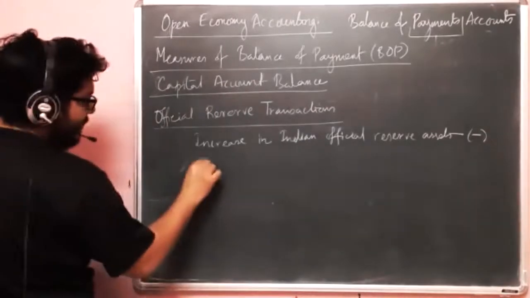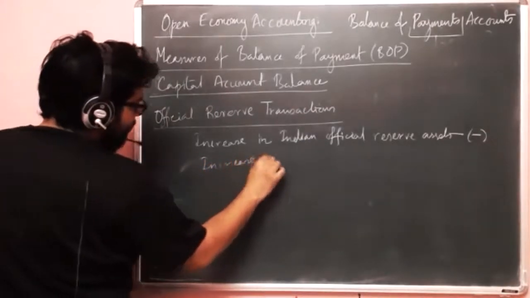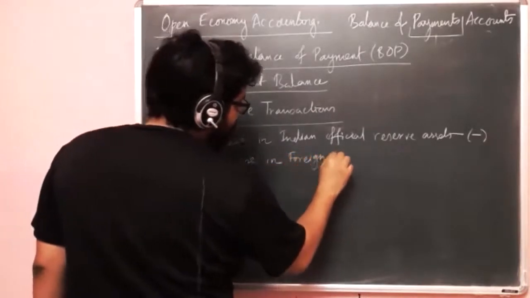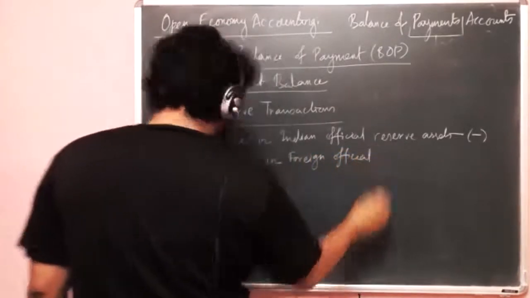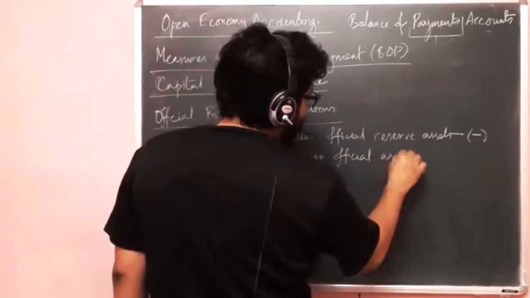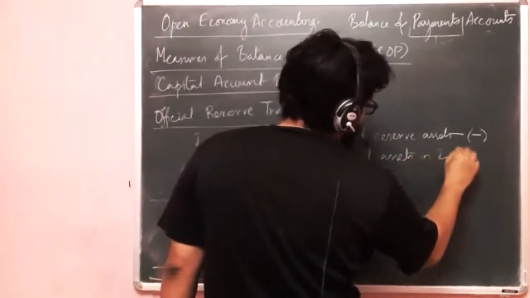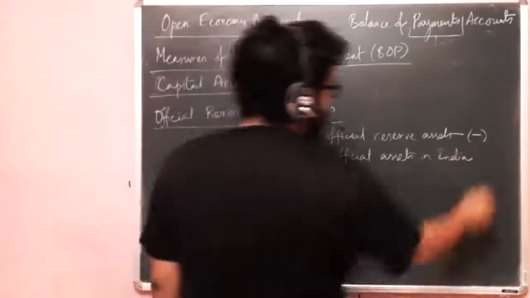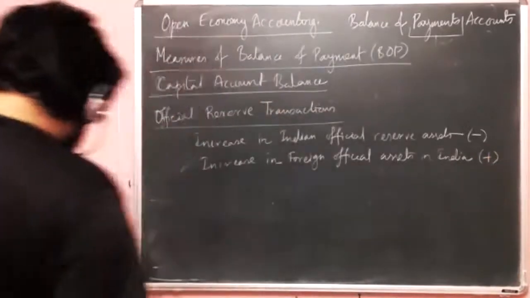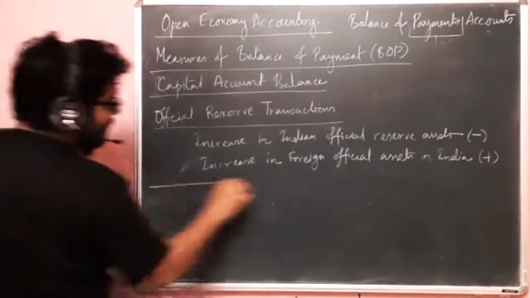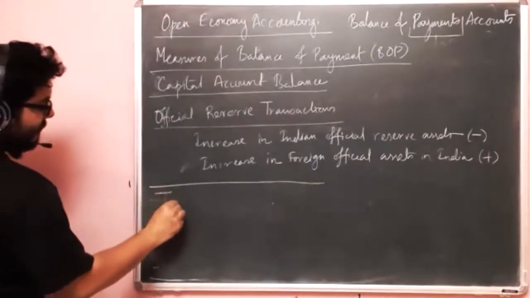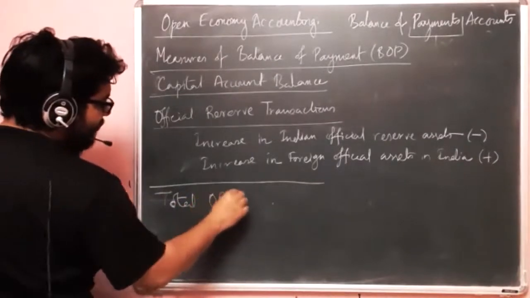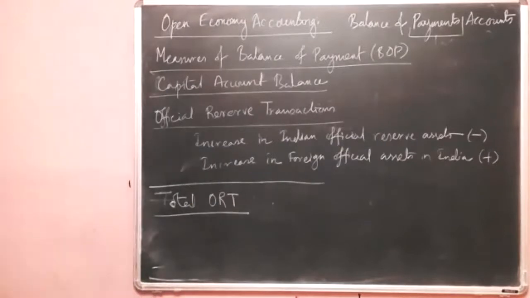And then increase in foreign official assets in India. So they are buying. They are the people who are buying. So basically, money is coming to us. So this is us. And then if we add them up, then we have total. I'm simply writing the abbreviation total ORT, official reserve transaction.